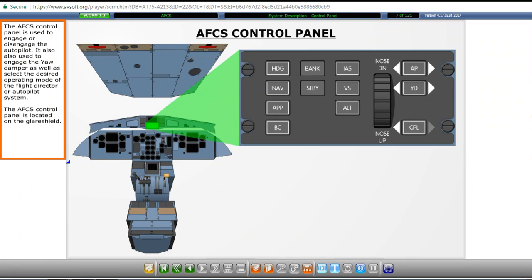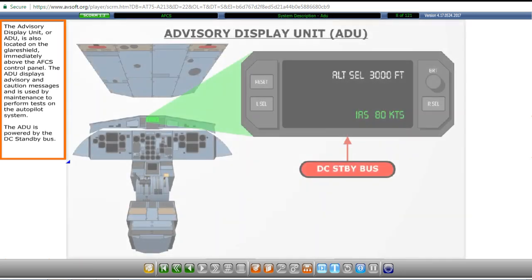The AFCS control panel is used to engage or disengage the autopilot. It is also used to engage the yaw damper as well as select the desired operating mode of the flight director or autopilot system. The AFCS control panel is located on the glare shield.